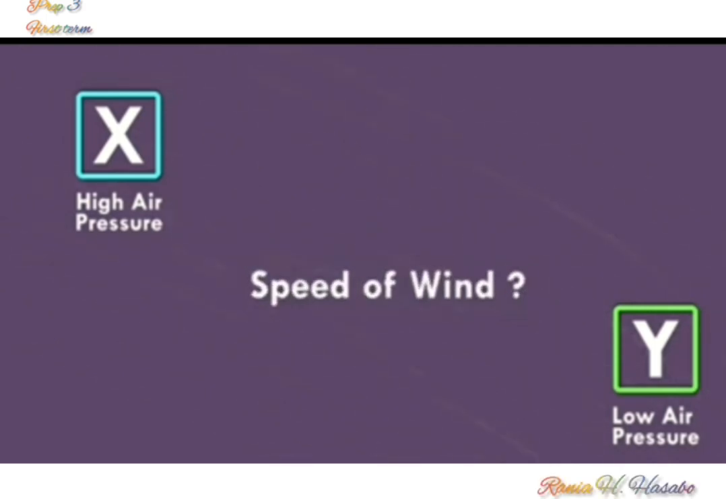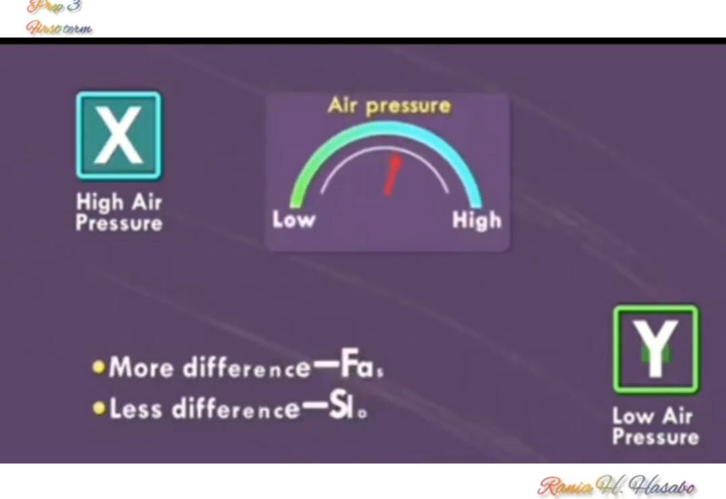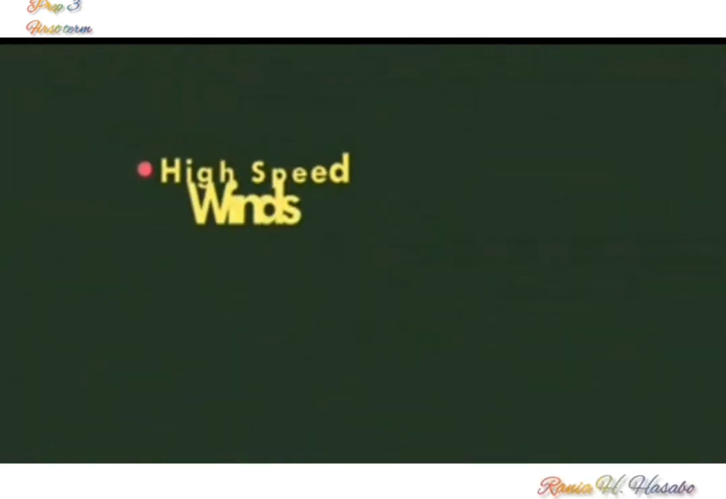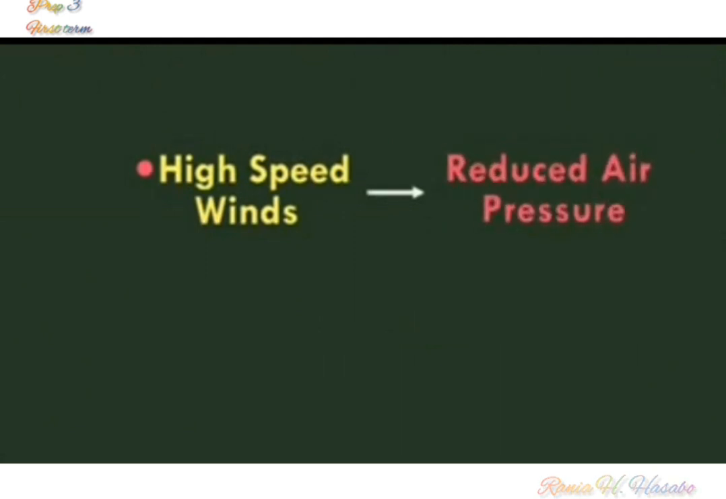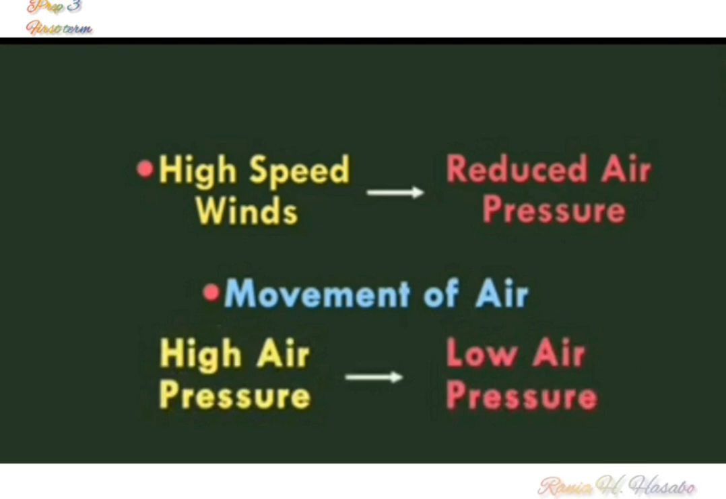But how does the speed of wind increase or decrease? The answer is simple. If the difference in air pressure is high between the two regions, the air moves faster, and vice versa. Movement of air reduces the air pressure, as wind is the movement of air from the high pressure region to the low pressure one.